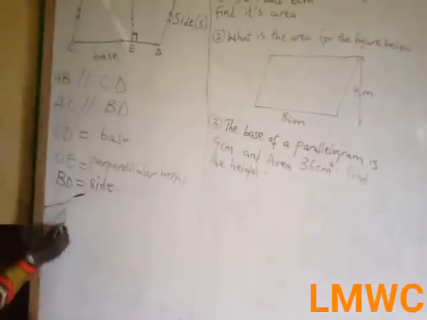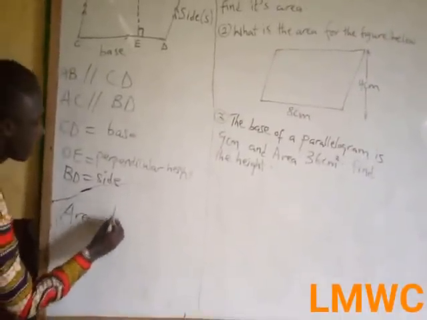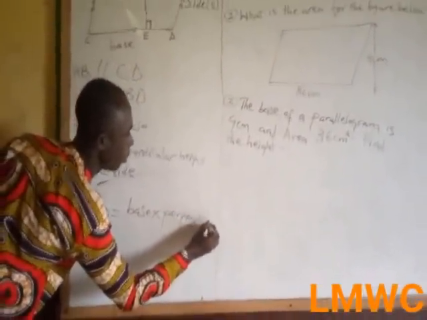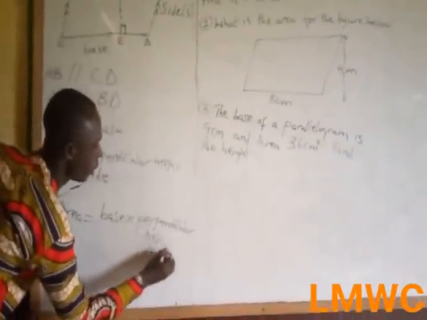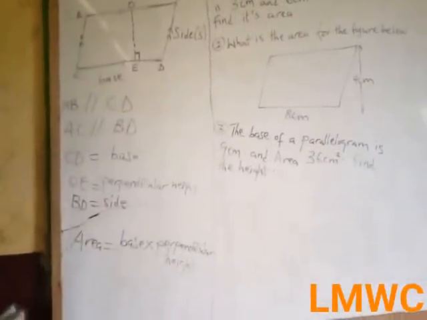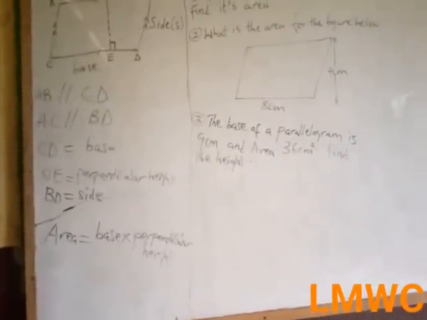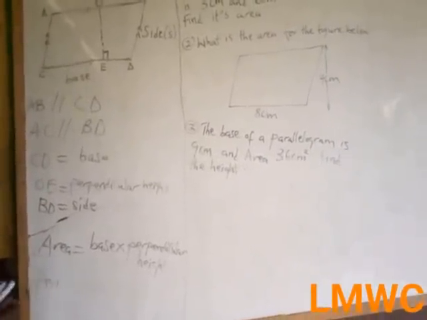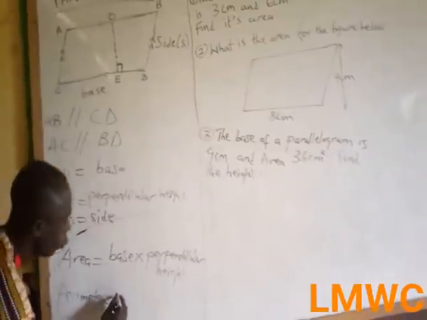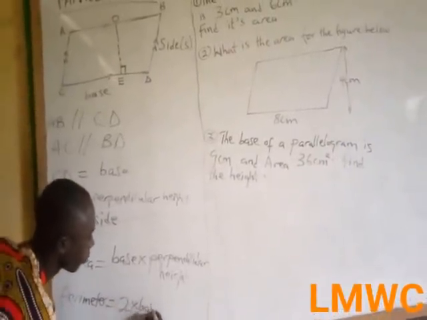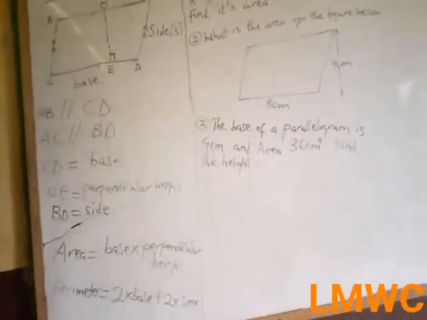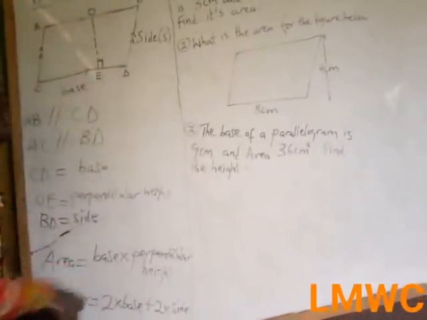Now, the area of a parallelogram is base times perpendicular height. That's the formula. Base times perpendicular height. Some of us write it as base times height. If you don't bring the word perpendicular, they won't mark you down. So take note. And the perimeter of a parallelogram: we have perimeter as 2 times base plus 2 times side. That's 2 times one side of the parallelogram.